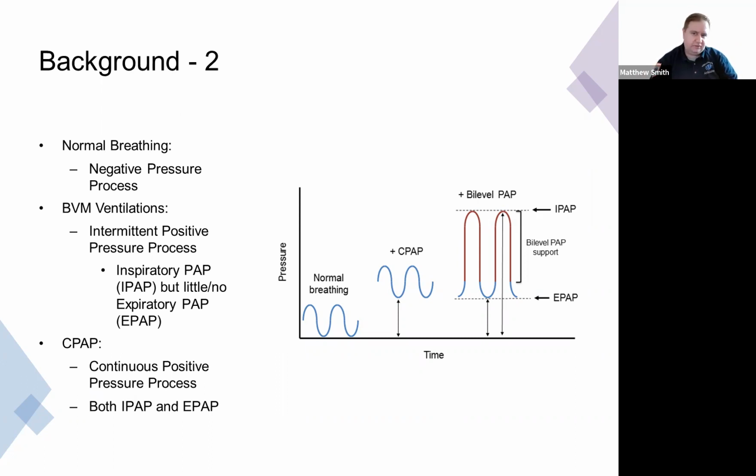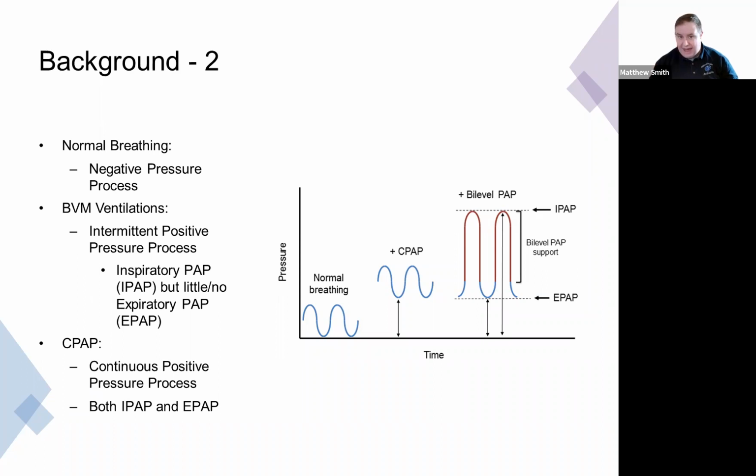For BVM ventilations, which is the closest thing that we currently have on the ambulance to CPAP, this is an intermittent positive pressure process. So with, again, normal breathing being negative pressure, BVM ventilations is positive pressure, but it's intermittent positive pressure. So I'm going to increase the pressure, squeeze the bag, push air in, and then I'm going to let the air come back out naturally. But my only input there is positive pressure, right? But it's intermittent positive pressure. So I'm providing inspiratory positive airway pressure, but little to no expiratory positive pressure, or EPAP.